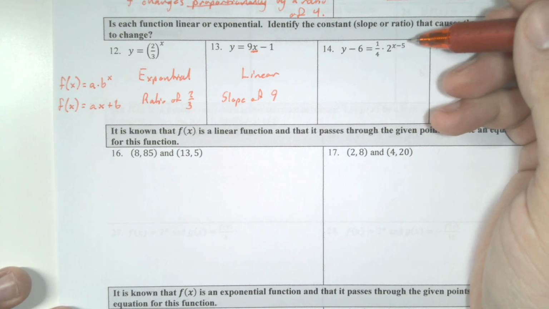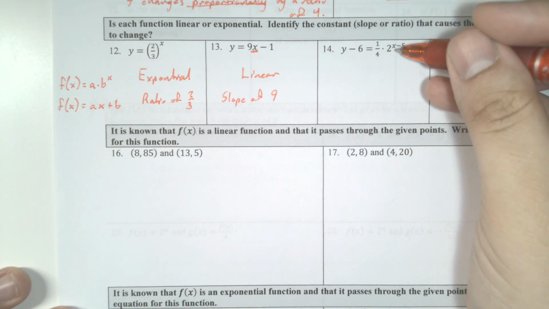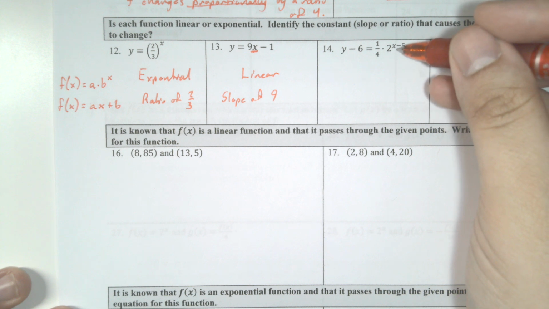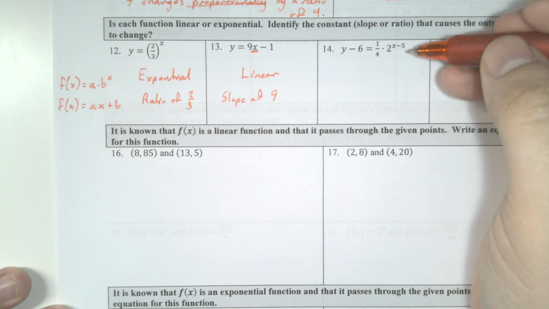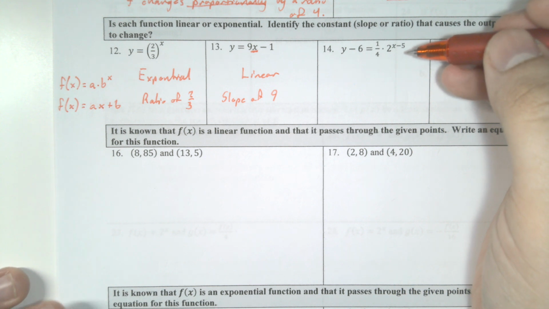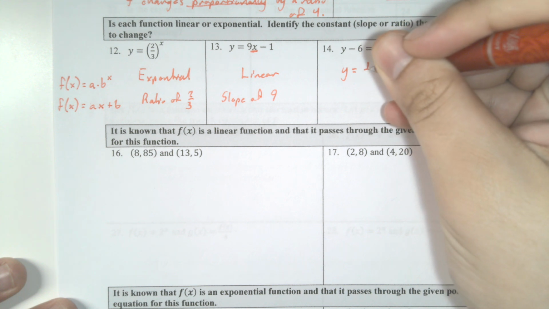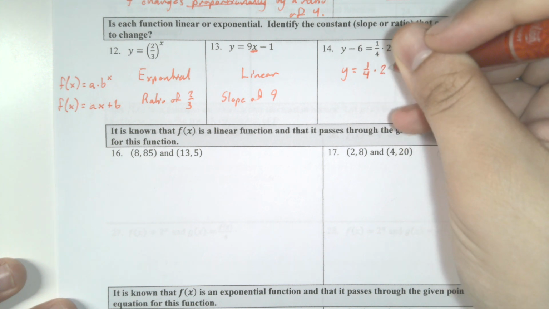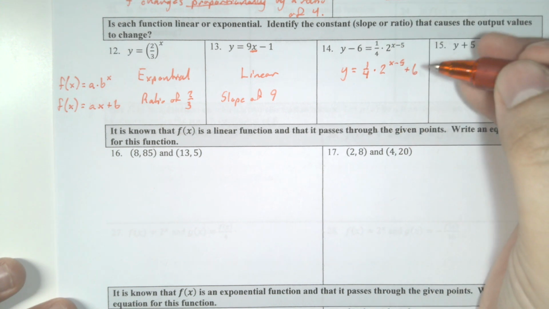So it looks a little bit crazier. However, just by looking at it, we can tell this does have a power of x. So we have 2 raised to the power of x minus 5. That already tells us that this is going to be an exponential function. And even if we rearrange this, we could write this as y equals 1/4 times 2 to the power of x minus 5 plus 6.